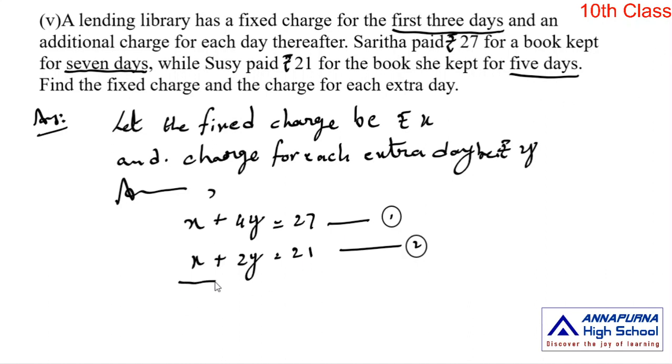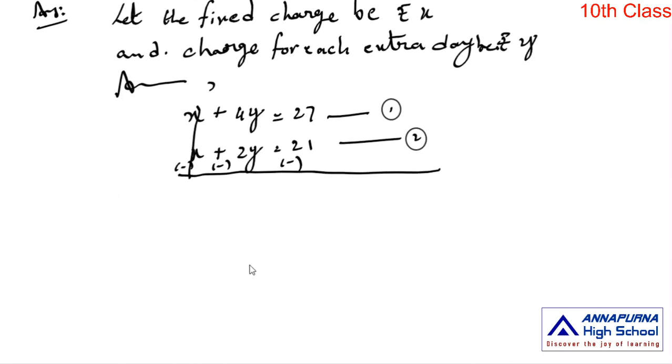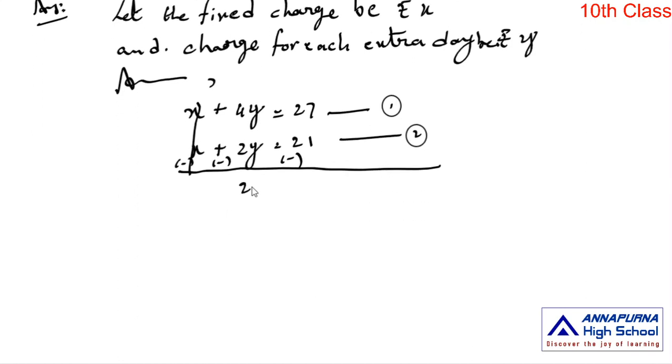Now solve these two equations by the elimination method. Already the x coefficients are equal. So by subtracting the second equation from the first equation, you solve it. Change the signs of the second equation. Plus x minus x cancel. 4y minus 2y is equal to 2y. And it is equal to 27 minus 21, 6. y is equal to 6 by 2. So y is equal to 3.